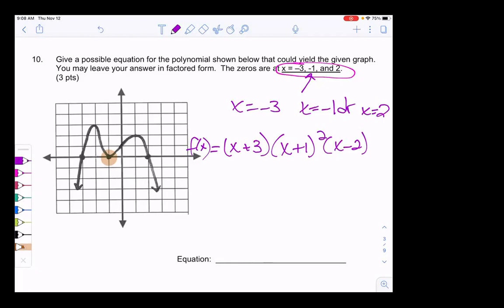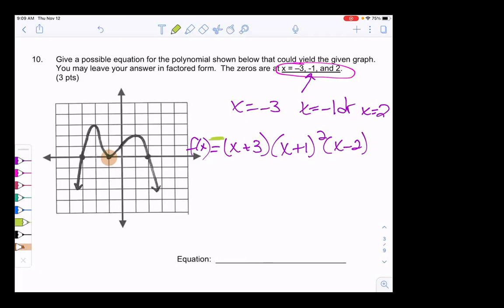And then the last part, because both pieces go down, that means this has to be a negative function. So I must have a negative sign in front there. But if you miss the fact that it was a negative, and you miss the fact that it was a double root, you did lose 2 points because that was like the biggest part of the problem.